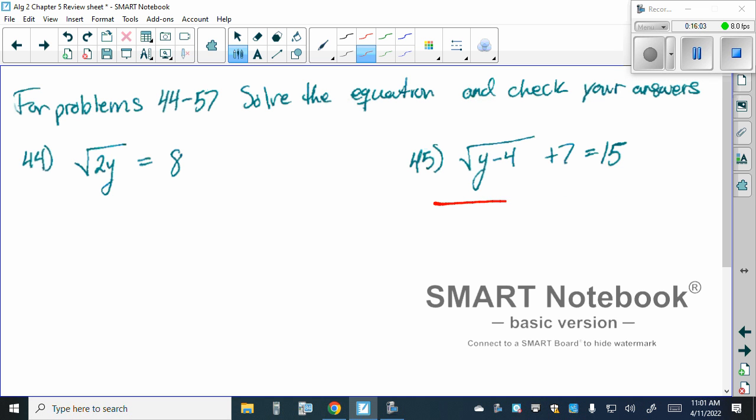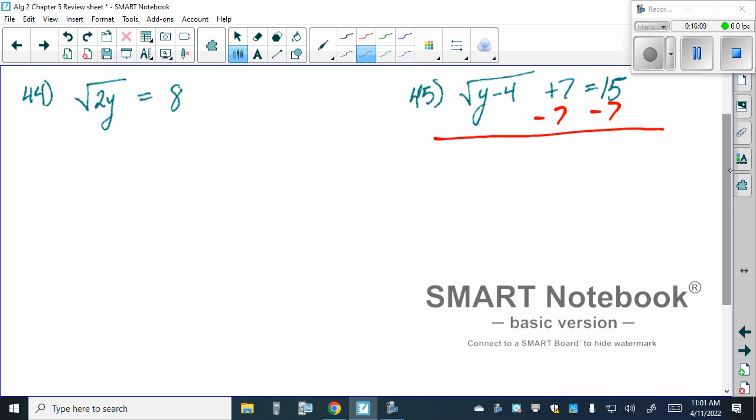Well, no, because of the plus 7. So the first thing we can do is subtract 7 from both sides, which will tell us that the square root of y minus 4 is equal to 8. Now is the radical by itself? Yes, because we don't have anything being multiplied in front of the radical or added or subtracted to it. We don't really care about the minus 4 at this point.